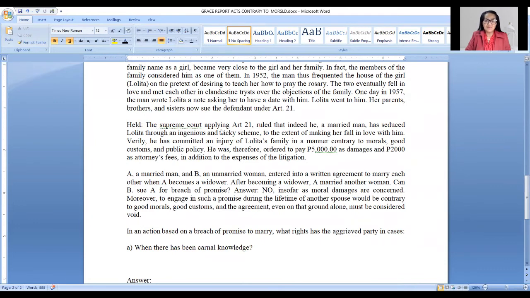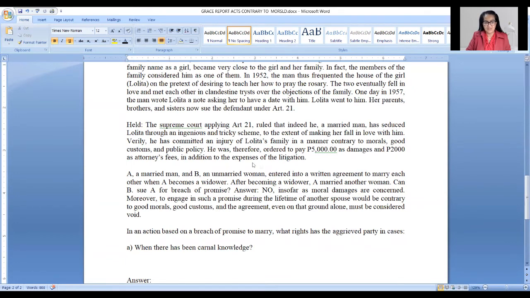Held: The Supreme Court, applying Article 21, ruled that indeed he, a married man, had seduced Lolita through an ingenious and tricky scheme to the extent of making her fall in love with him. Verily, he has committed an injury to Lolita's family in a manner contrary to morals, good customs and public policy. He was therefore ordered to pay 5,000 pesos as damages and 2,000 as attorney's fees, in addition to the expenses of the litigation.